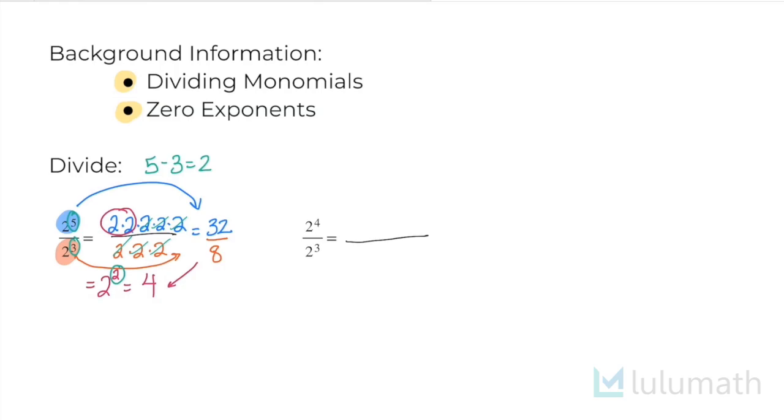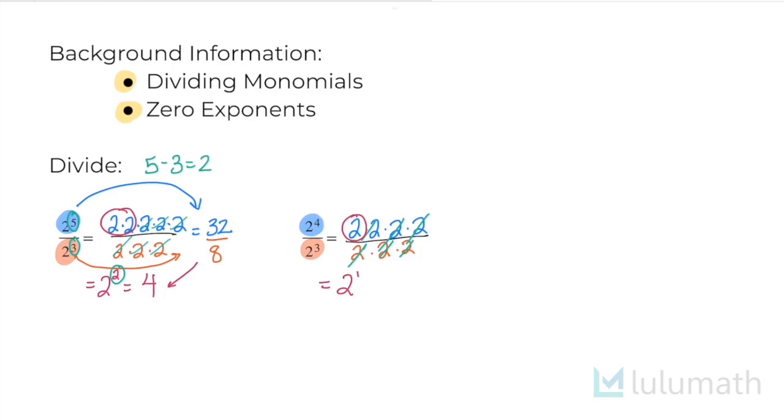So let's go ahead and try this with our next example. 2 to the power of 4 means 2 multiplied by itself 4 times. 2 to the power of 3 means 2 multiplied by itself 3 times. And we have 2's that cancel out. 3 sets of 2's cancel out. And we have one single 2 left over.